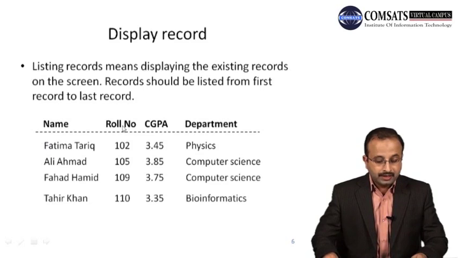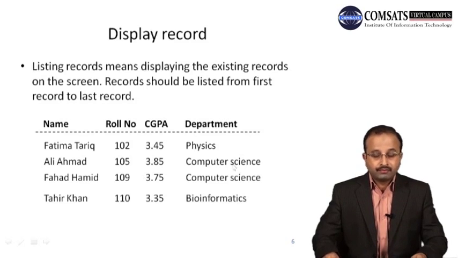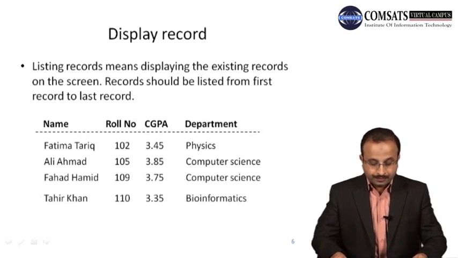name of the field, name of the second field, that is roll number, name of the third field, CGPA, and department, and then we have record number 1, record number 2, record number 3 and record number 4, all the 4 records.